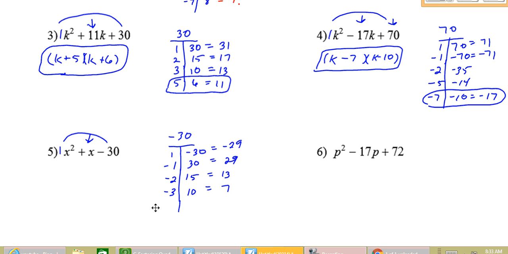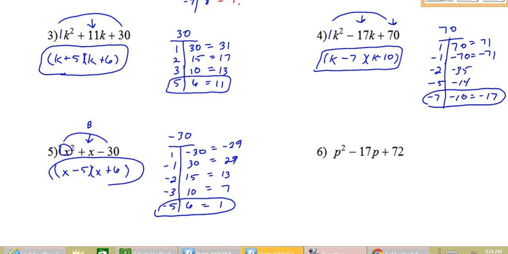And then if I do negative 4, it doesn't work, and then negative 5 and positive 6, that would combine to a 1. So I have now found my combination that adds to a positive 1, which is my B term. And so again, I'm going to take my two parentheses, and I'm going to split them. I'm going to put x here, and x here, and then I'm going to put my -5 and my +6, and that is my answer.